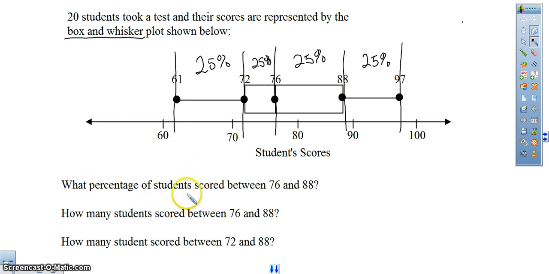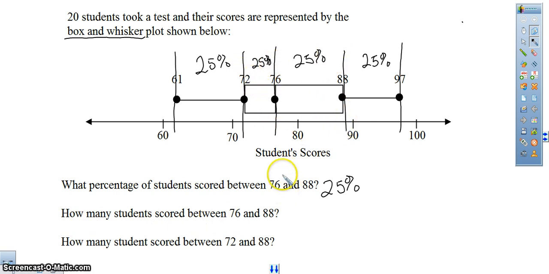What percentage of students scored between 76 and 88? Well, because we know box and whisker plots always divide these segments up into fourths, that would be 25% of the students. The next question says, how many students scored between 76 and 88?